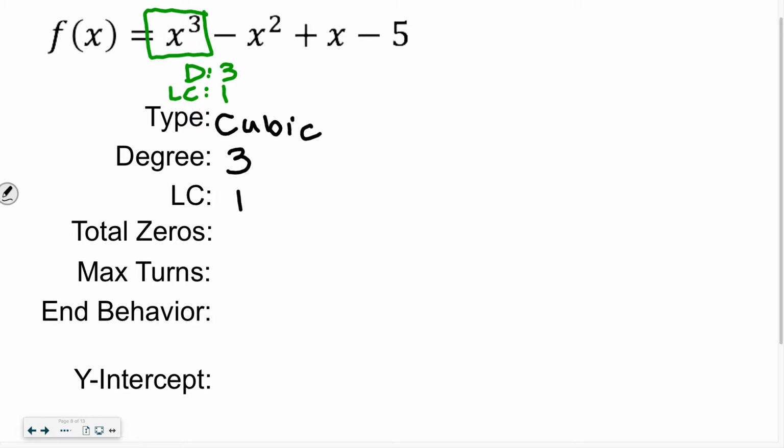What about the total number of zeros, Jet? It's 3. It's equal to the degree. So we're just trying to make the little synapses in our brain connect today so that we know the total zeros is equal to the degree. What about the maximum number of turns? Palin says 2. What little connection are you using for max turns? Degree minus 1. So the total zeros is the degree. The max turns is the degree minus 1. Okay, this is going to be a hard one for tonight.